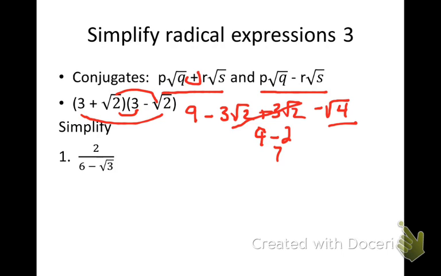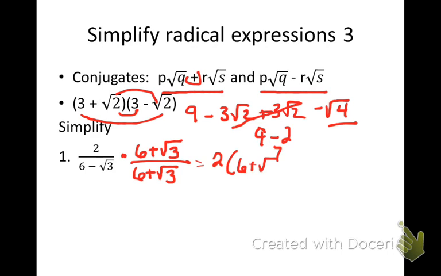And again, we're multiplying by 1, so we'll have to multiply by the conjugate over itself. So what is the conjugate of 6 minus the square root of 3? It will be 6 plus the square root of 3. And I'm going to multiply by that over itself, so it's equal to 1. Now my suggestion is don't distribute yet, so I'm just going to put 2 times the quantity 6 plus the square root of 3, because we might have to simplify or cancel later.